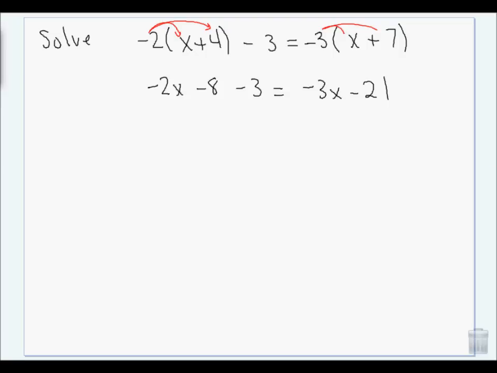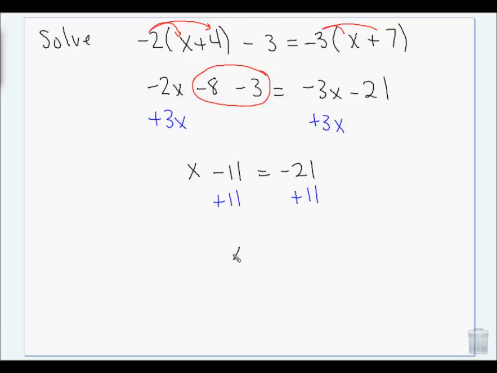Okay, so I want to move all of my x's to one side, all of my numbers to the other, so I'm going to add 3x to both sides to get x's all to the left. So negative 2 plus 3 is 1x. These are like terms, so I'm going to combine that. And then I'm going to add 11 to both sides. So I get x is equal to negative 10.